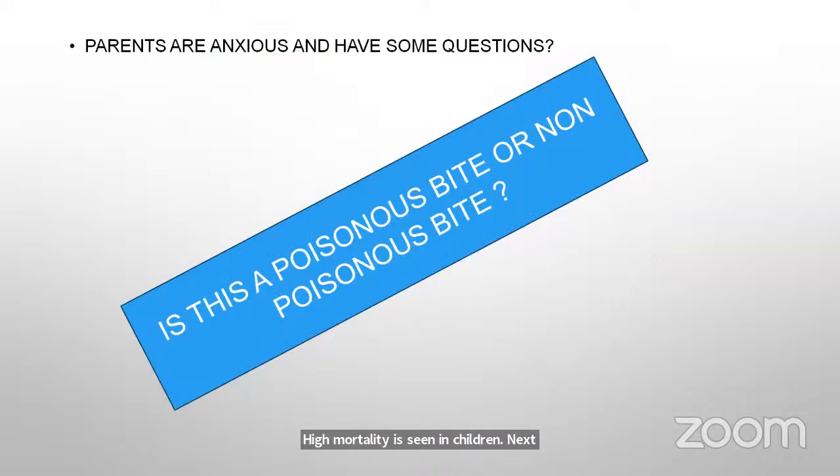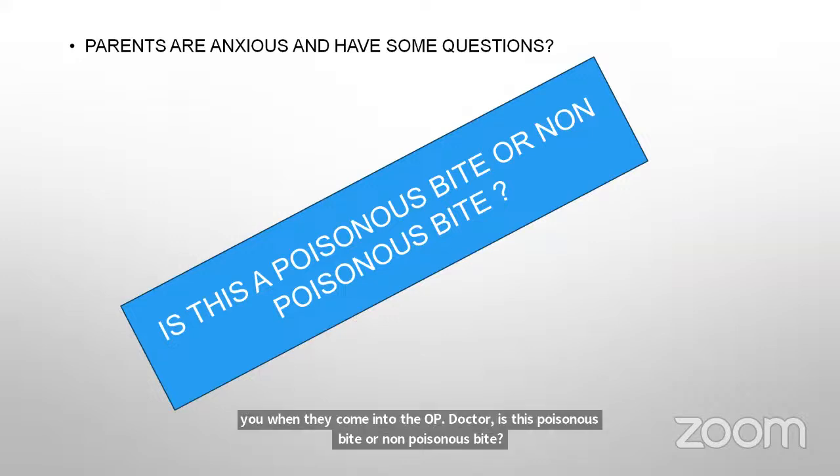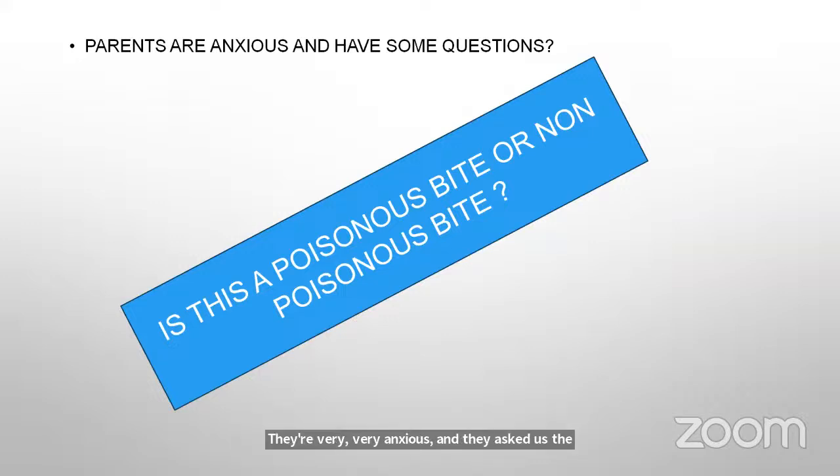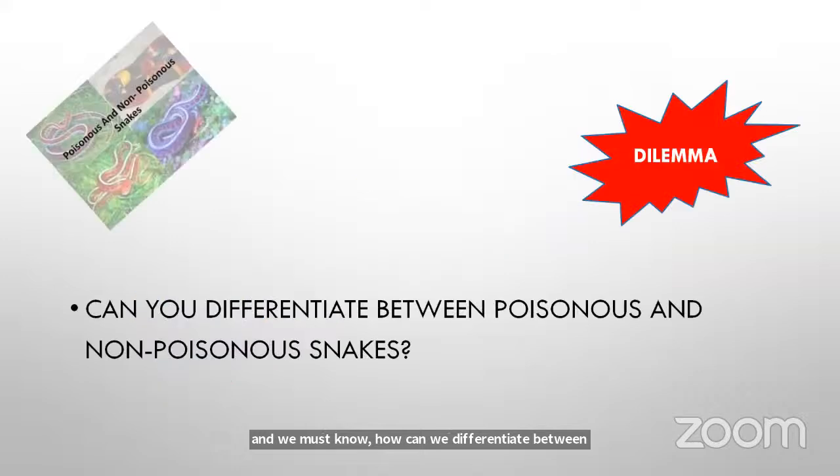Now, the most important second question the parent asks you when they come into the OPD, doctor, is this a poisonous bite or a non-poisonous bite? They are very, very anxious, and they ask us whether it is a poisonous bite or non-poisonous. And we must know how we can differentiate between poisonous and non-poisonous snakes. Next. So can you differentiate between poisonous and non-poisonous snakes? Yes. Next.